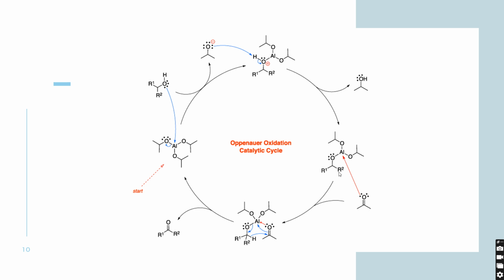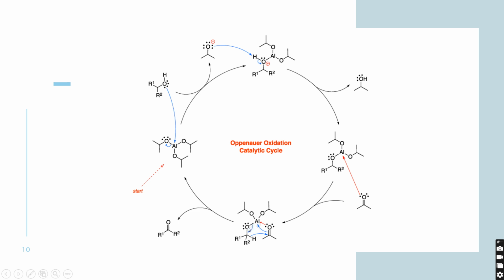Now acetone comes into the picture in the reaction. Okay, the reaction uses acetone also. So now acetone, which is present in the reaction condition, attacks again at the aluminium center, and in turn we get a kind of six-membered cyclic transition state. Okay, and this six-membered cyclic transition state at the end of the reaction can liberate the oxidized product, which is ketone.